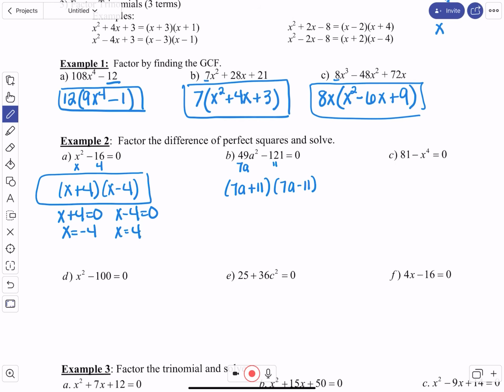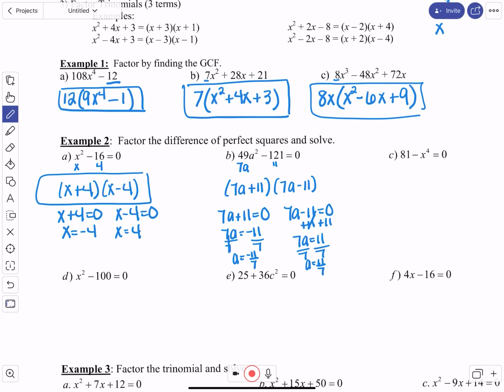Now if it wants you to solve, you set each equal to 0. 7a plus 11 equals 0, and 7a minus 11 equals 0. We would move 11 to the other side and get 7a equals negative 11. Divide by 7. A equals negative 11 over 7. Here we would add 11, so 7a equals positive 11. Divide by 7. A equals positive 11 over 7. So you're just getting opposite answers on each side. One's going to be positive and one's always going to be negative. You're going to have the same answers.